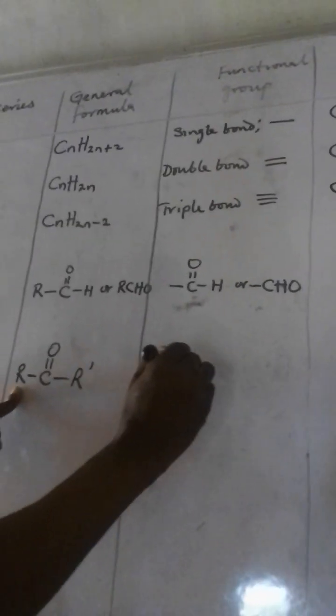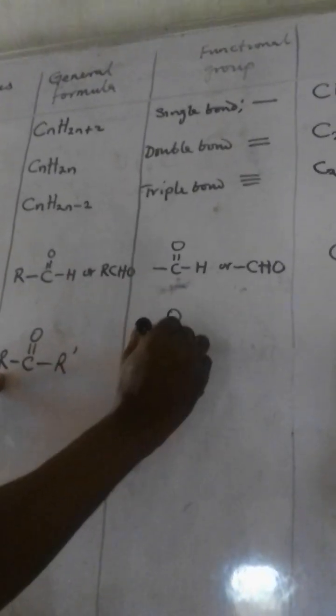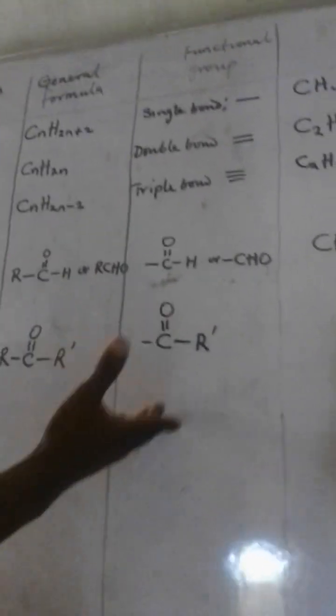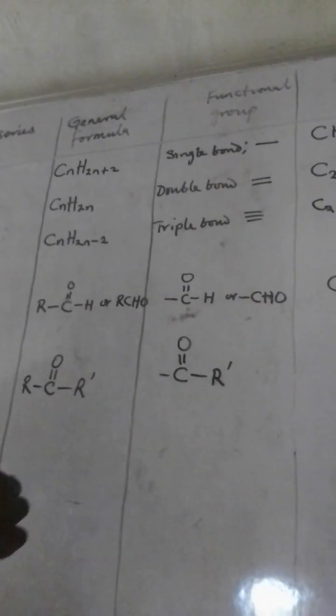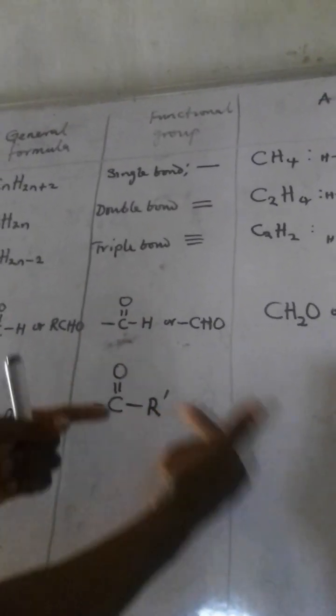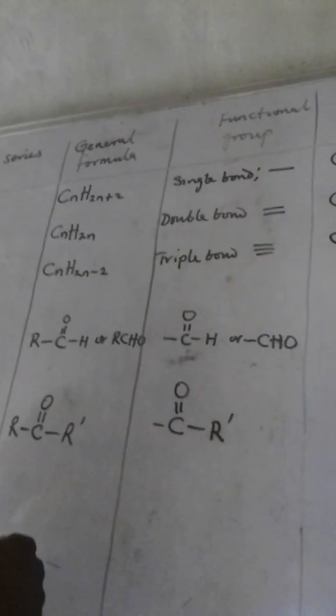So that is the general formula. So what is the functional group? The functional group is when you remove the alkyl group, you have COR prime. That is the functional group. Sometimes you can see it is CO. CO is the main functional group. R prime shows the substituted alkyl group.